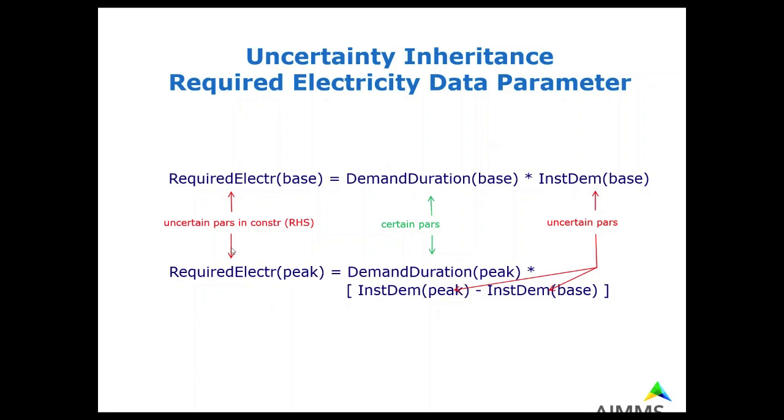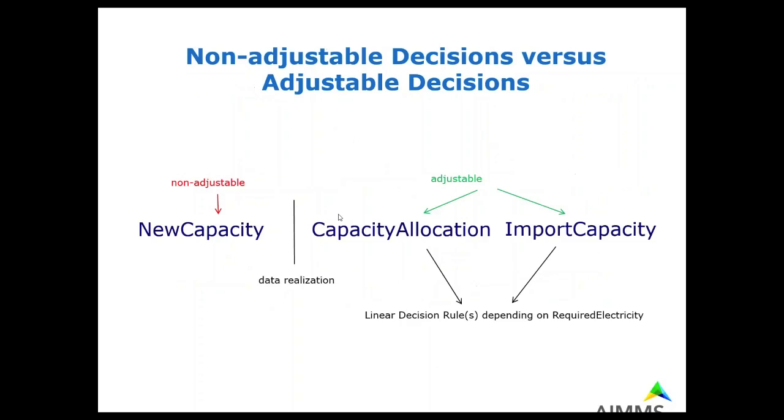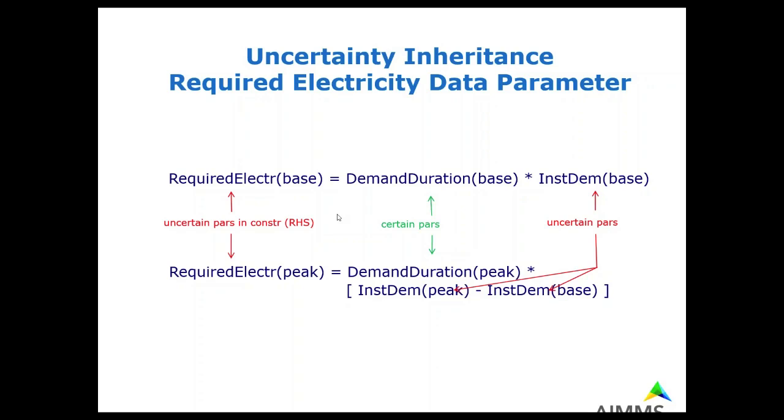So this is a simple illustration that our required electricity is a linear function of instantaneous demand, and if instantaneous demand is assumed to be in some basic uncertainty set like a box, polyhedron, or ellipsoid, then the required electricity will inherit this uncertainty.